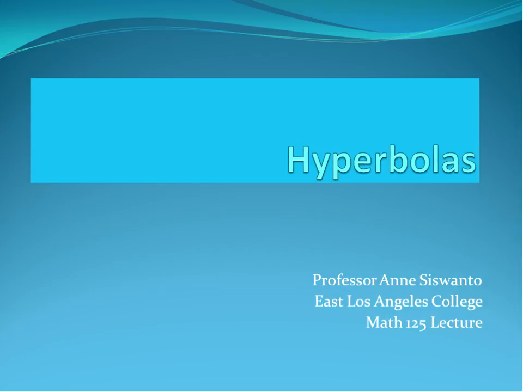Okay. Now, how do we know this is a hyperbola and not an ellipse? Because the coefficients of x squared and y squared are opposite.